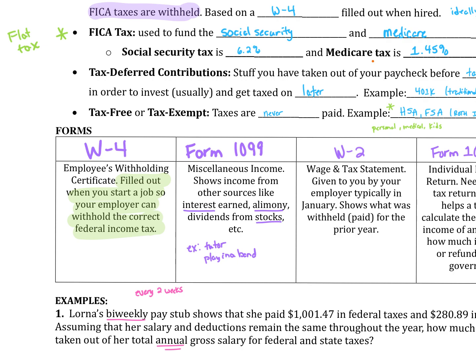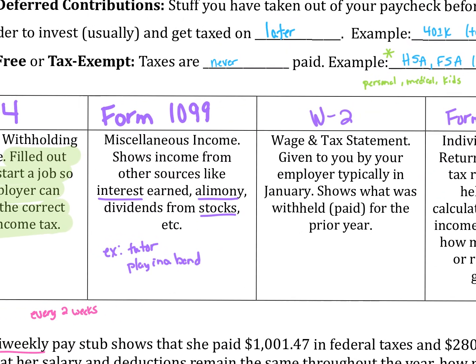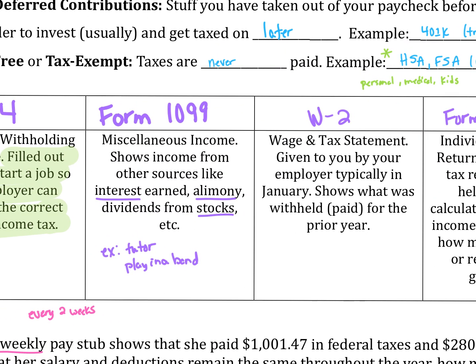That's the W-4 form. So the 1099 is a form you fill out regarding any kind of miscellaneous income that you have. This can be a whole bunch of different things. This could be interest that you receive from different accounts. If somebody's receiving alimony, that goes on the form 1099. If you receive dividends from stocks, that type of thing.